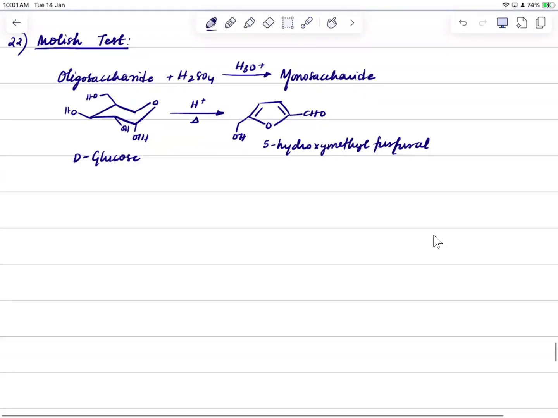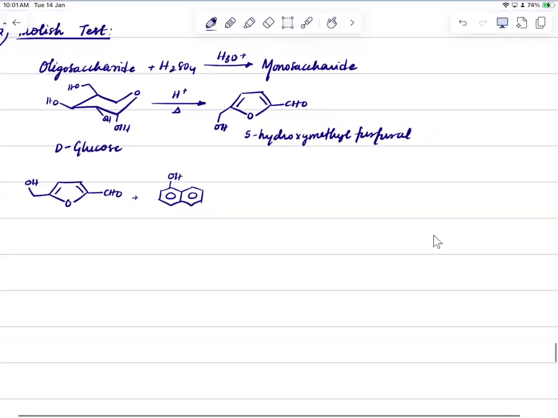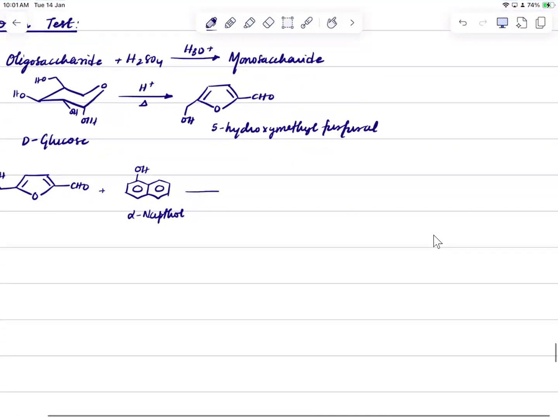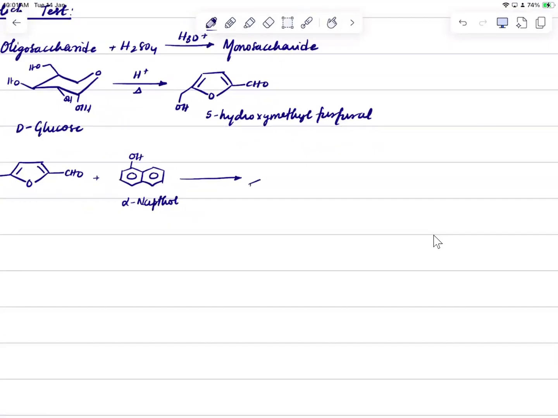So once you get furfural, this furfural is supposed to be reacted. So we have CHO and OH. This is that furfural which we got, with alpha naphthol. So you get this as OH and this is alpha naphthol. So on reacting with alpha naphthol, you would see 2 moles of this alpha naphthol will get connected from the para position.